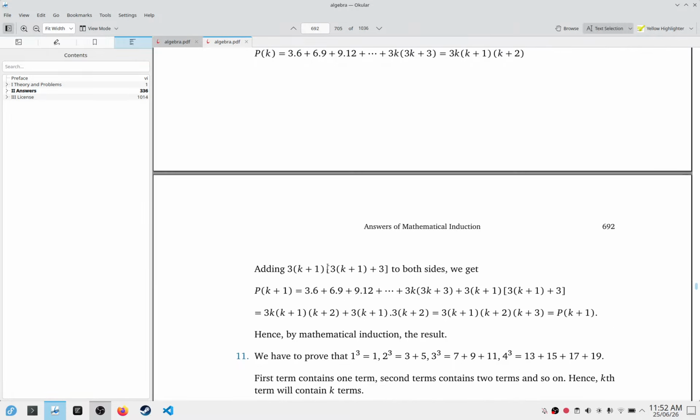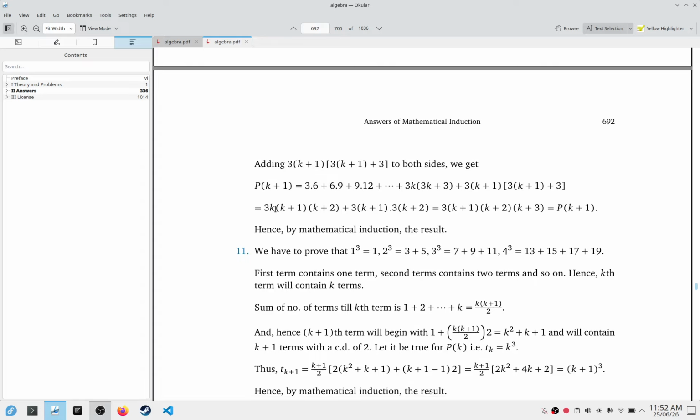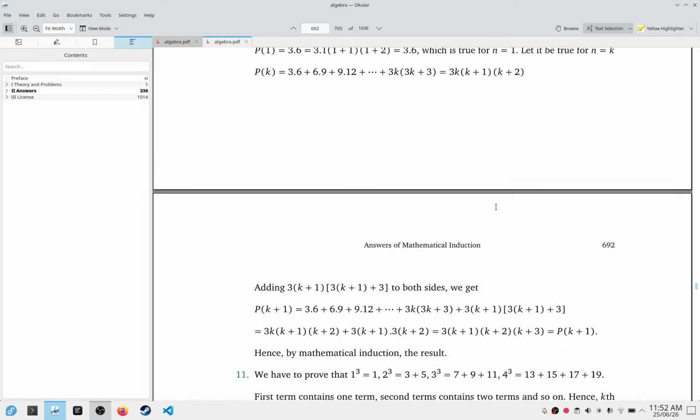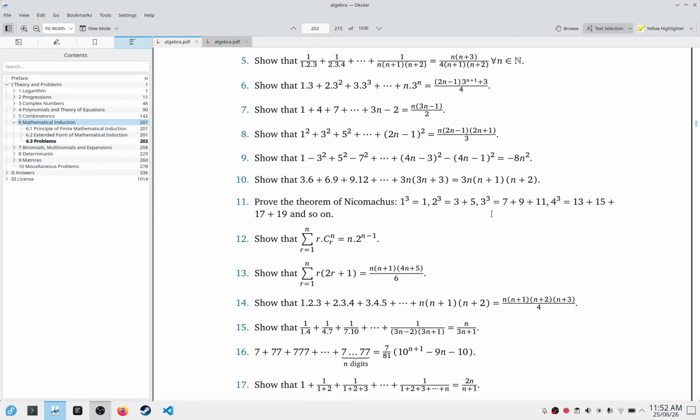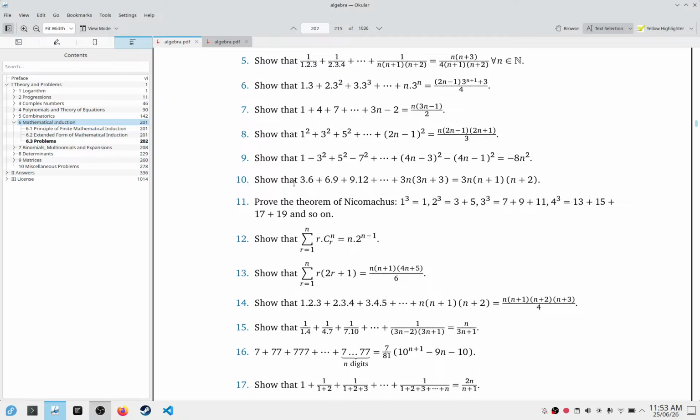Then we add (3k plus 1) times 3 times (k plus 1) plus 3 to both sides, so the left hand side takes the form of P(k plus 1), and the right hand side becomes 3 times (k plus 1) times (k plus 2) times (k plus 3). That is what we have to prove, which is of the form P(k plus 1), and thus by mathematical induction we have the result. With this, we come to the end of the first 10 problems of mathematical induction, and in the next video we will solve 10 more problems.